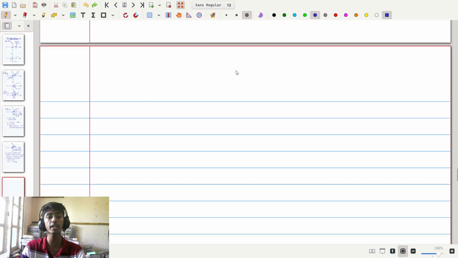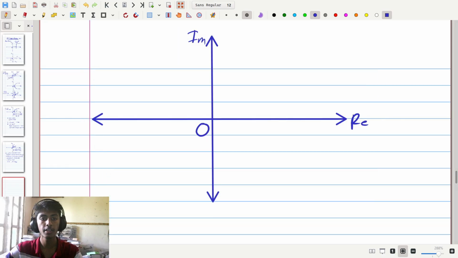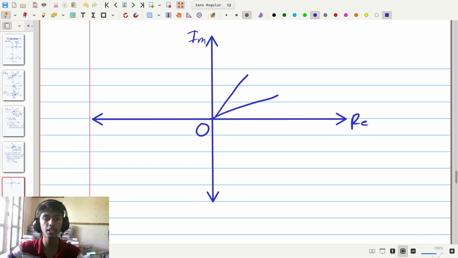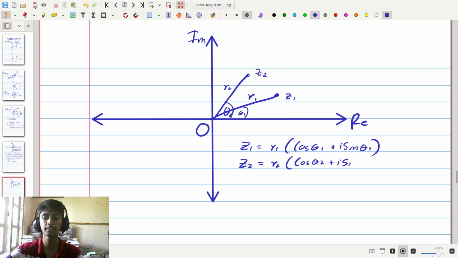So if we go down and try it again, and consider again two complex numbers, let's say this complex number right here and this one right here, where this is theta 1, this is theta 2, and this length here is R1, this is R2, meaning that the point here is z1 and this is z2. Then we'll of course have the two identities that we had above, that z1 is equal to R1 times cosine theta 1 plus i sine theta 1, and similarly z2 is equal to R2 times cosine theta 2 plus i sine theta 2.